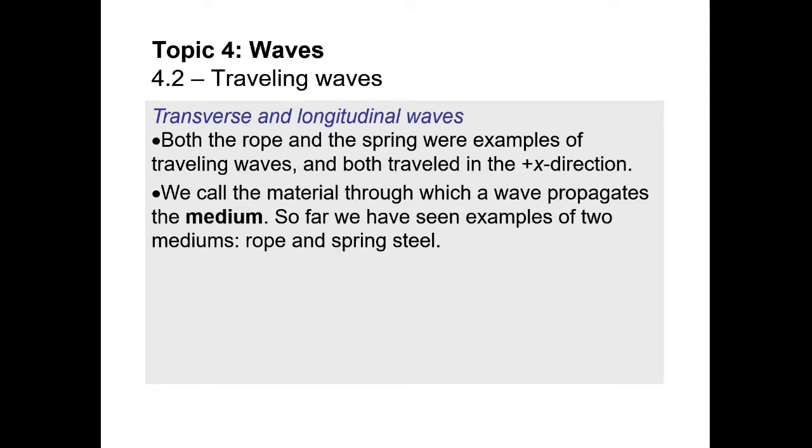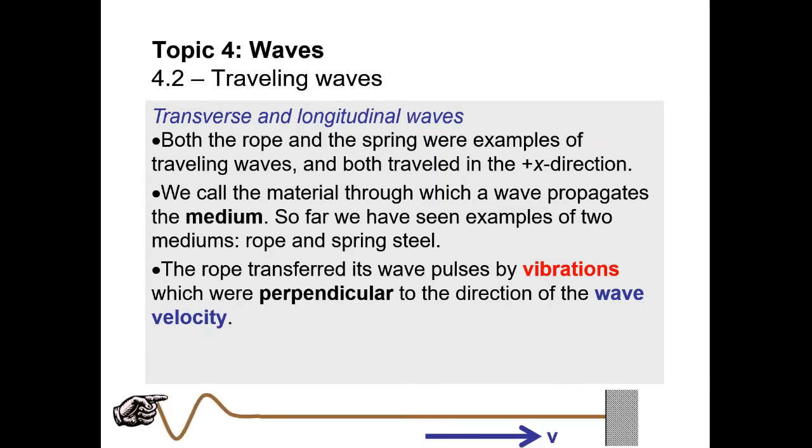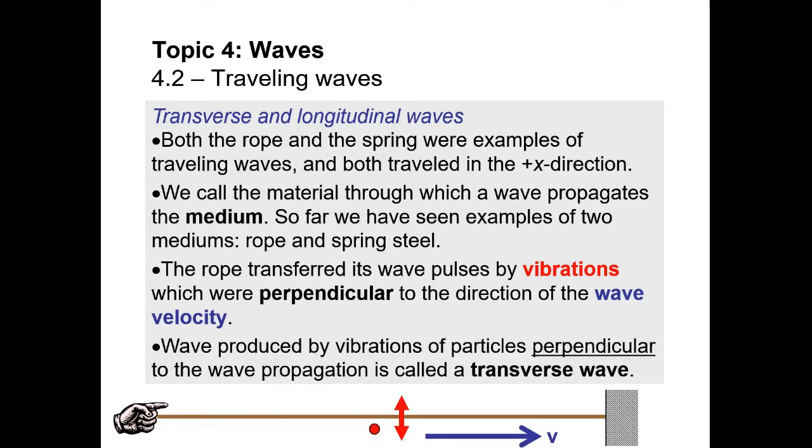Now we have a transverse and a longitudinal wave. What is the difference between a transverse and a longitudinal wave? The rope transferred its wave pulses by vibrations which were perpendicular to the direction of the wave velocity. The wave produced by vibration of particles perpendicular to the wave propagation is called a transverse wave. In this case, particles vibrate up and down, perpendicular to the wave propagation. This kind of wave is called a transverse wave.